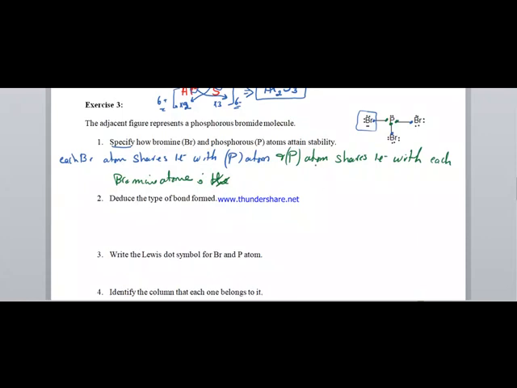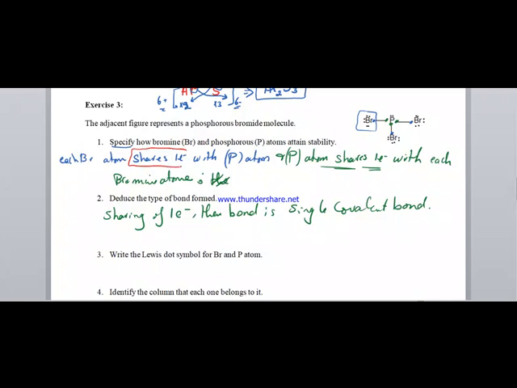Deduce the type of bond. Since we have sharing of one electron, the bond is a single covalent bond. Any bond that results from sharing of one electron is a single covalent bond.